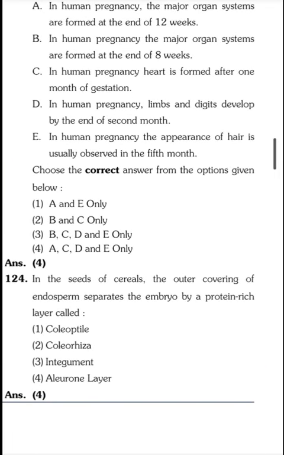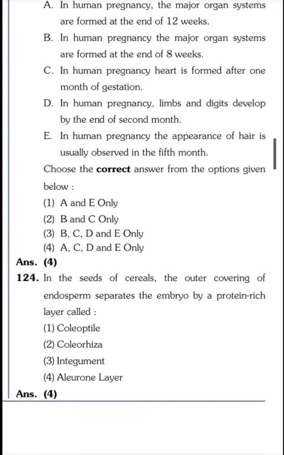In the seeds of cereal, the outer covering of endosperm separates the embryo by a protein-rich layer called, see, aleurone layer. In plastids, whenever the colorless plastids are storing protein, we call them aleuroplasts. Similarly, aleuroplast. Here it is the aleurone layer. In monocot seeds, the embryo and endosperm are separated by the aleurone layer. It is made up of protein.